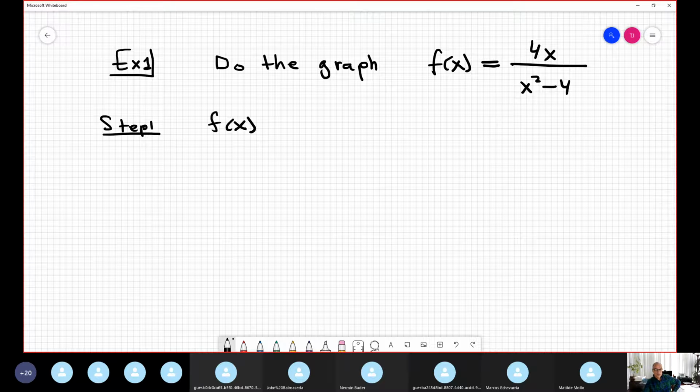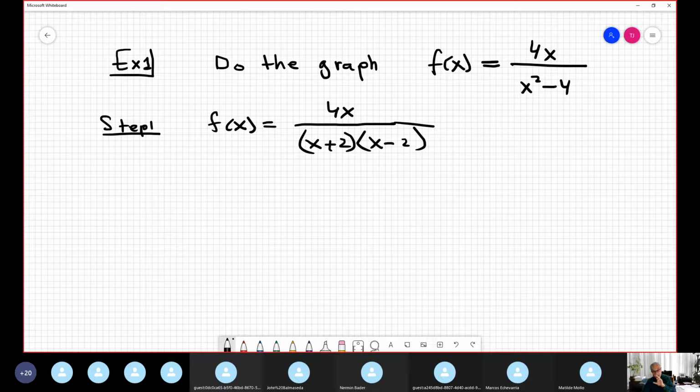f of x is equal to 4x over... well, this is a monomial, it stays the same, but this is a binomial, and the factorization is x plus 2 times x minus 2. In this case, I can see clearly that there are no factors that you can cancel out. Therefore, this problem has no hole. Does everyone follow me? Yes. Super.